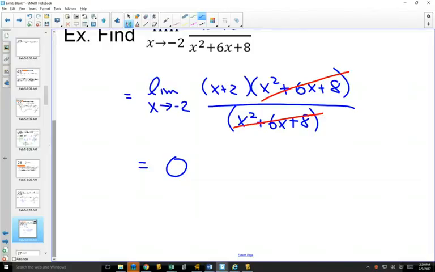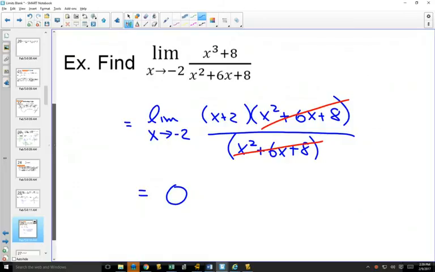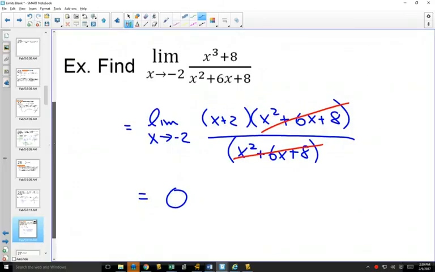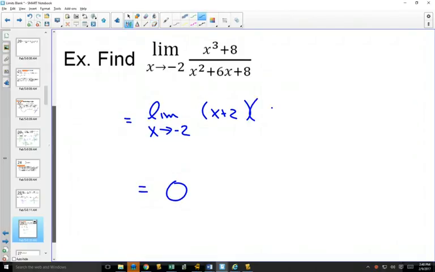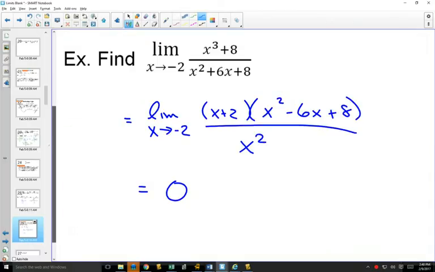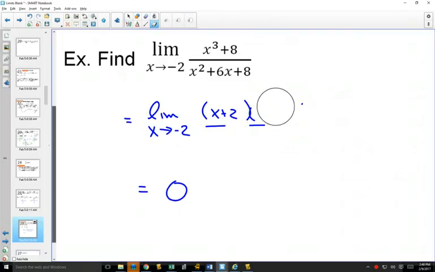Oh, did I? Wait a minute. Yeah, there should be a minus, right? I have a mistake in here. Let's just redo it. Sorry. This should be x squared minus 6x plus 8. Did I have a mistake in my notes, maybe? Oh, okay. I'm trying to cheat. This is disastrous right now.